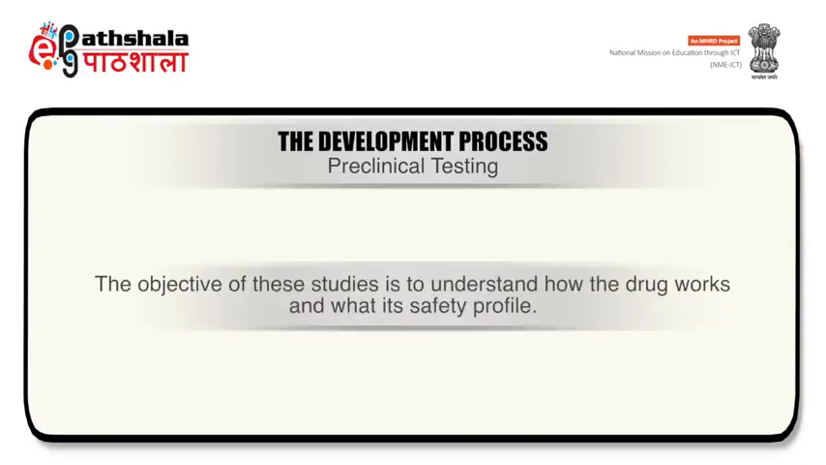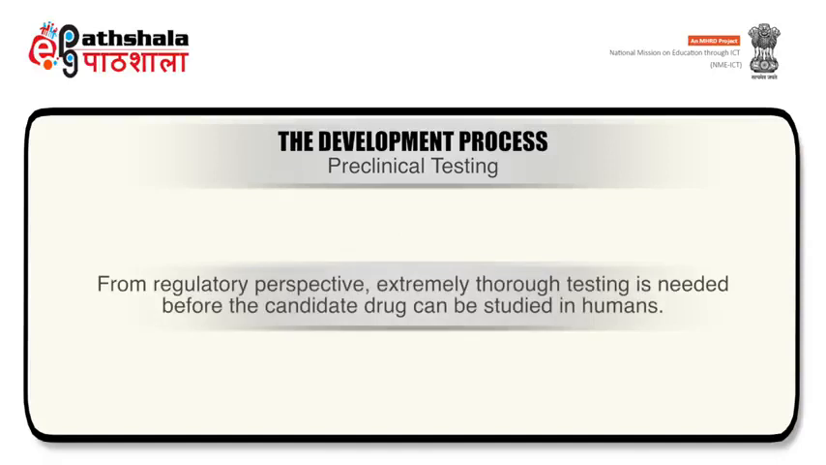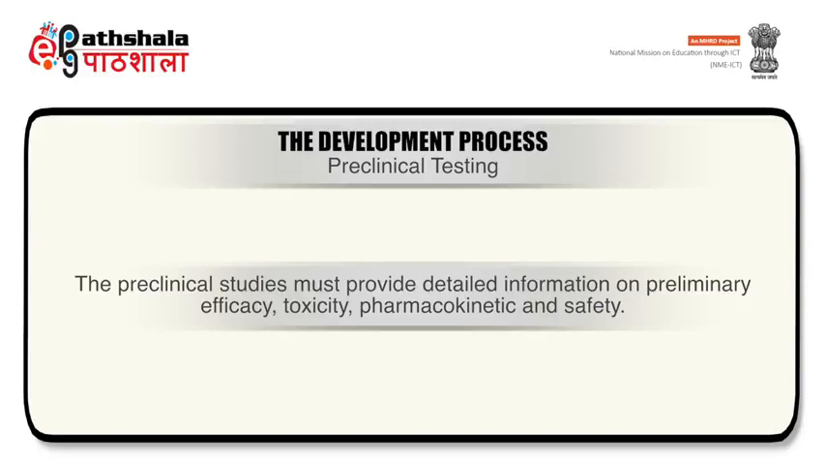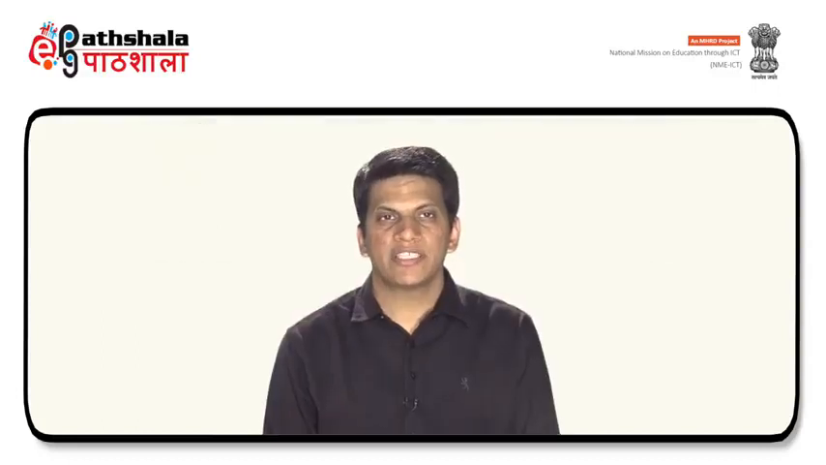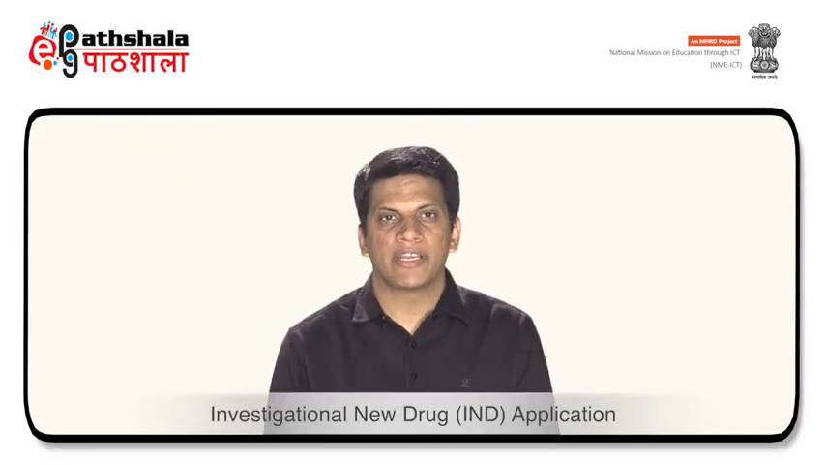The objective of these studies is to understand how the drug works and what its safety profile is. From a regulatory perspective, extremely thorough testing is needed before the candidate drug can be studied in humans. The preclinical studies must provide detailed information on preliminary efficacy, toxicity, pharmacokinetics, and safety. After preclinical testing, the findings are reviewed and it is decided whether the drug should be tested in people. After preclinical testing, the next step is the investigational new drug application.